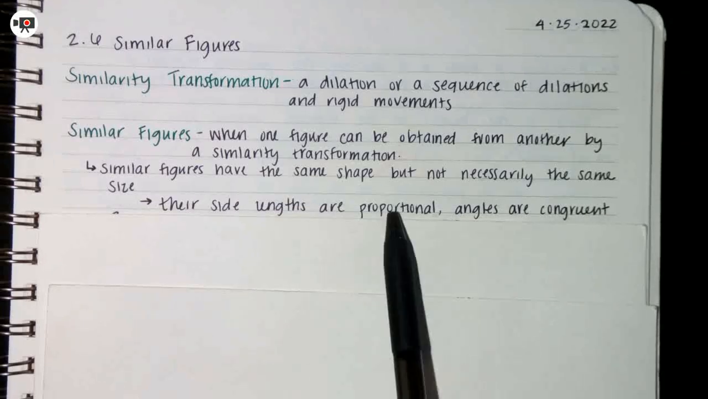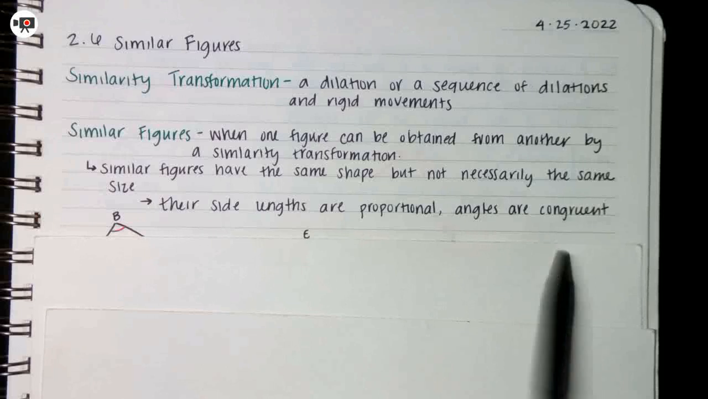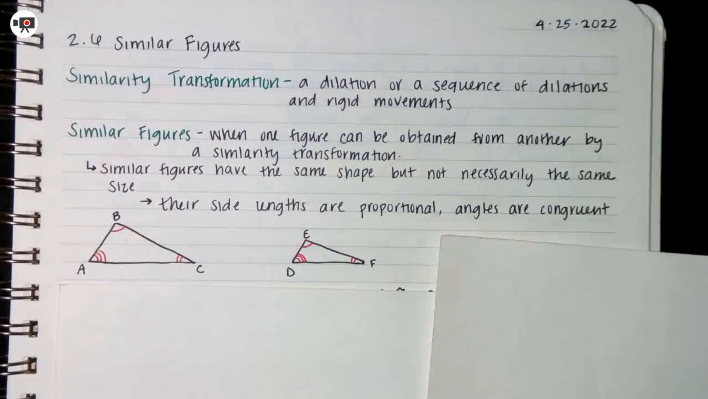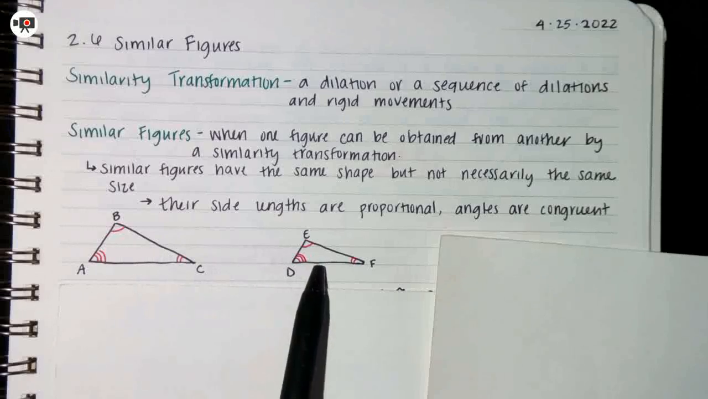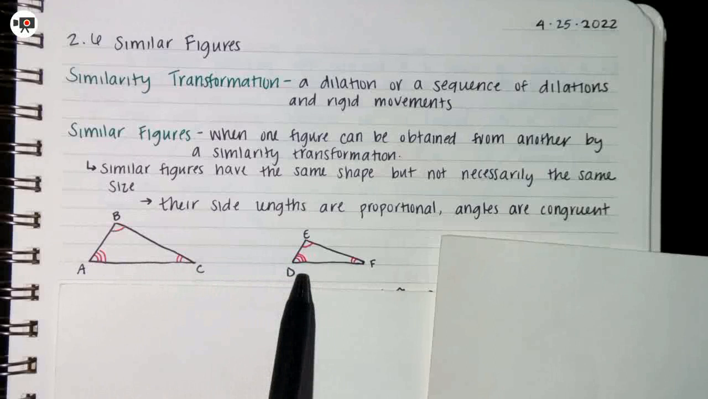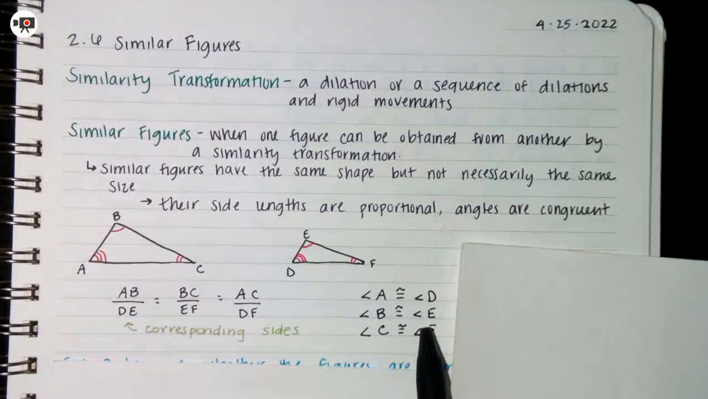Similar figures have the same shape, but not necessarily the same size. Their side lengths are proportional and their angles are congruent, so the measures of the angles are the same. I can see this in looking at these two triangles. They're different sizes, and the markings on the angles show that they are congruent. So A is congruent to D, B is congruent to E, and C is congruent to F.